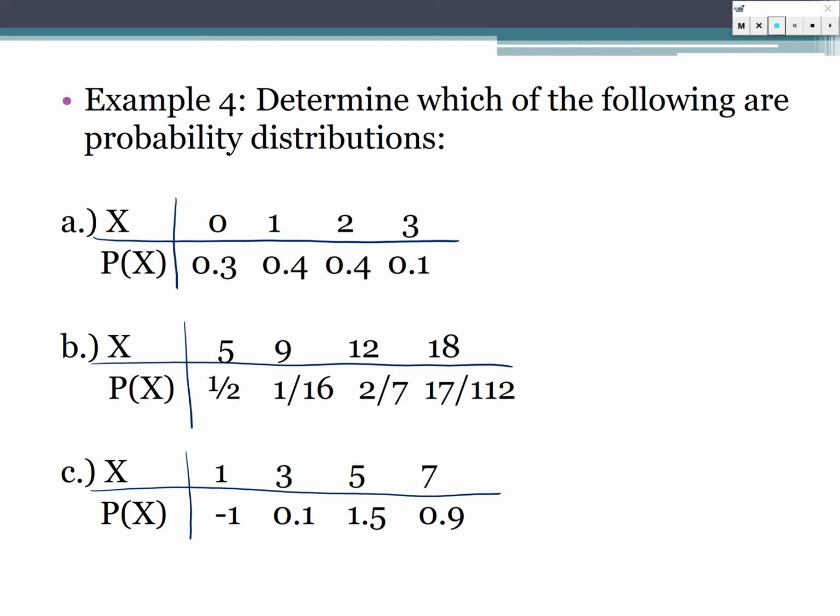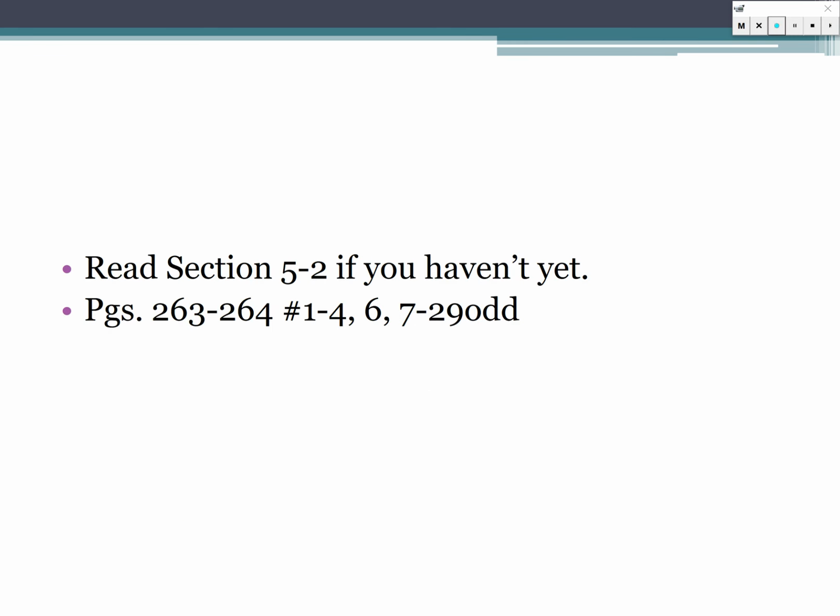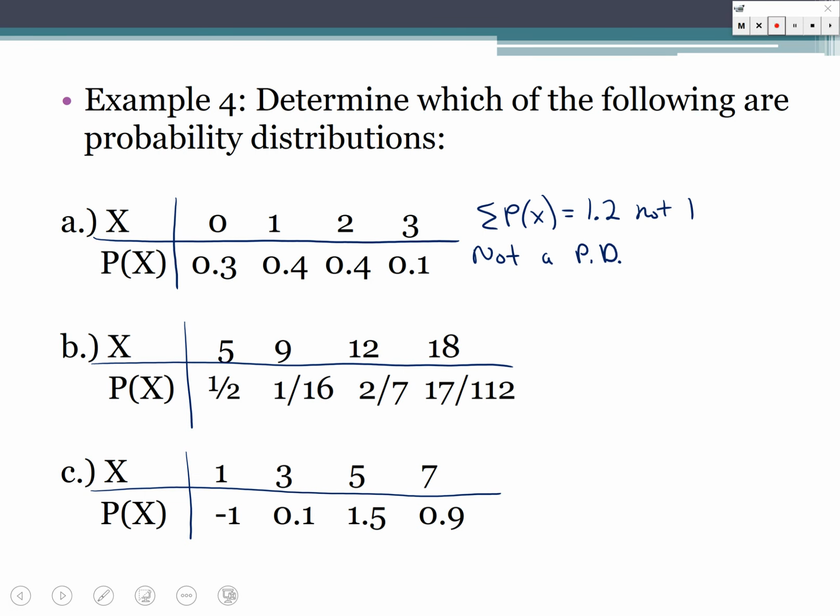If we look at letter A, a couple of characteristics that we have to make sure are met. Does the sum of our probabilities equal 1? Well, if I take 3/10 plus 4/10 plus 4/10 plus 1/10, I actually end up with 1.2, not 1. So letter A is not a probability distribution.